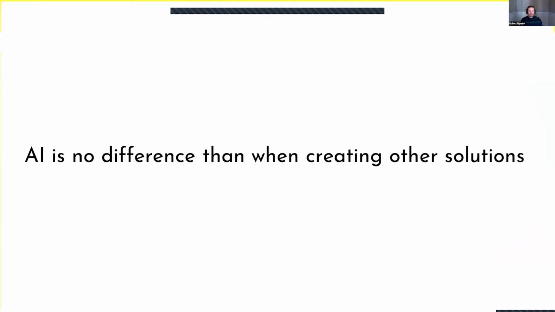So first I just want to say one big thing that I think people don't always think about when talking about AI: AI is no different than when creating other solutions. Just because AI is a very powerful tool, you should still think about how you create solutions in the same way you create other solutions to problems in a business. AI is not special in that way. You should still think of the same problem, and you should still be problem and people focused when creating AI solutions, and we will come back to that a bit as well.